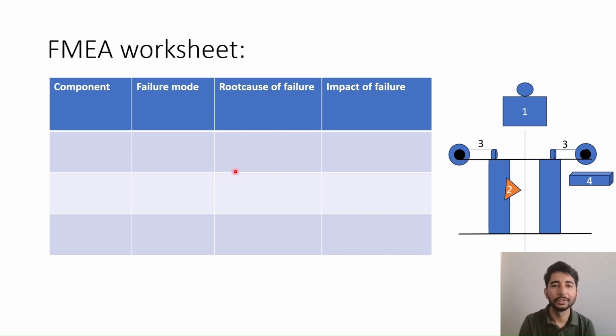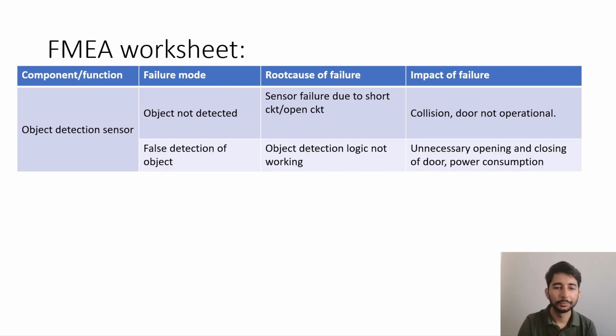Let us start with the blue part and try to fill in the component failure, root cause and impact for this automatic sliding door system. The first point we can see here is about the sensors. Putting it in the first row, the object detection sensor can have two failure modes: when the sensor is not able to detect the object, or even when the object is not there, it detects that something is there and opens the doors. Both of these are events or scenarios in which the door's performance will degrade or it will not behave as intended.